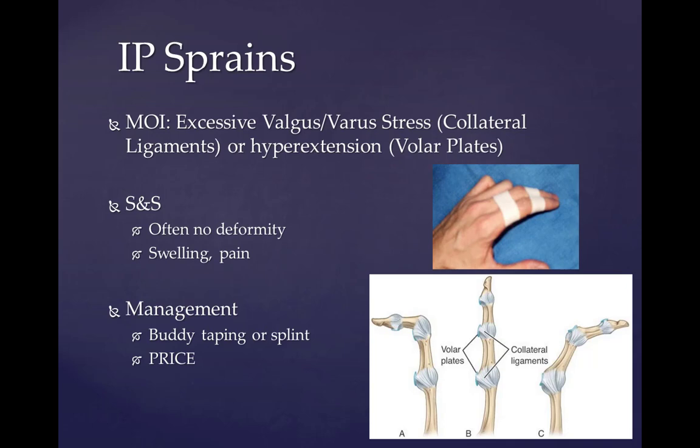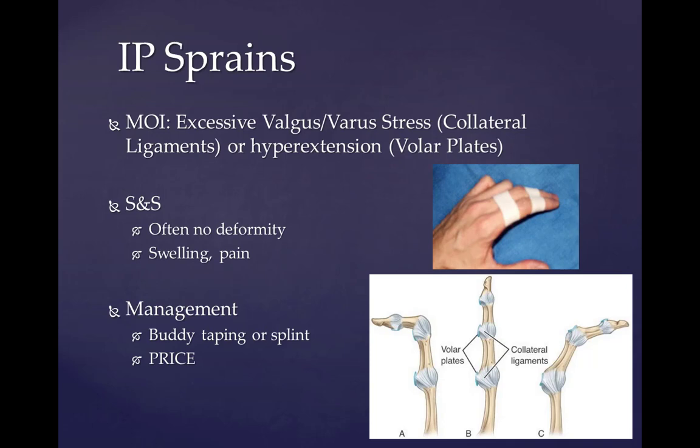Deformity may be visible if a dislocation has occurred, although the lack of deformity does not exclude that diagnosis. Inspection of the digit may also reveal ecchymosis, abrasions, and lacerations. Tenderness to palpation should be assessed. Radial and ulnar joint line tenderness implies collateral ligament injury or fracture, whereas volar tenderness implicates injury to the volar plate.